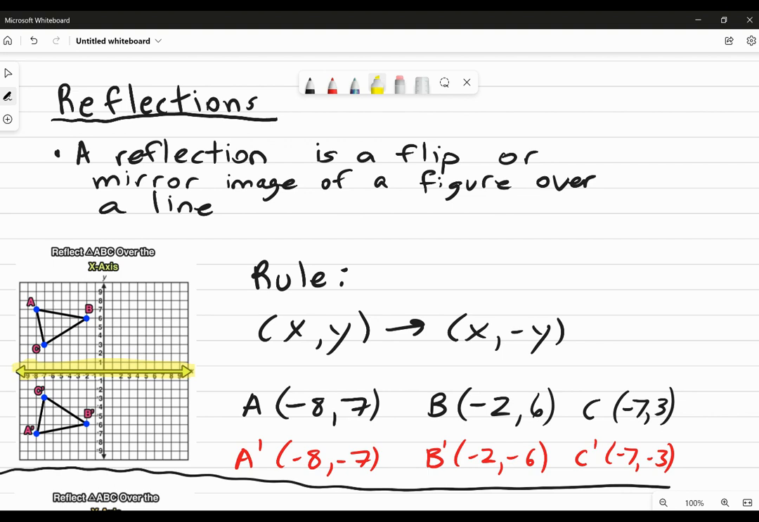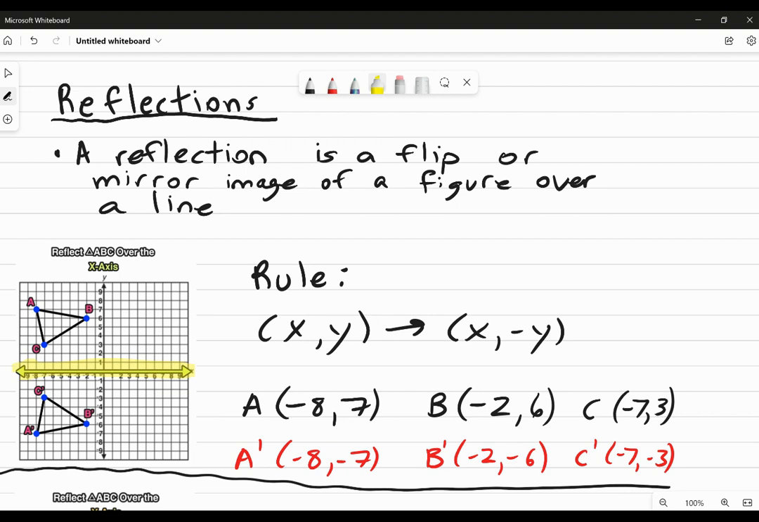To reflect that over the x-axis, all I need to do is change the sign of the y values in those coordinates. So A to A prime becomes -8, -7. The x value stayed the same, the y value changed. Same thing with the B's. We're staying at -2, but then to get to B prime, the y value changes to -6. And then finally, for C to C prime, it goes from 3 to -3.